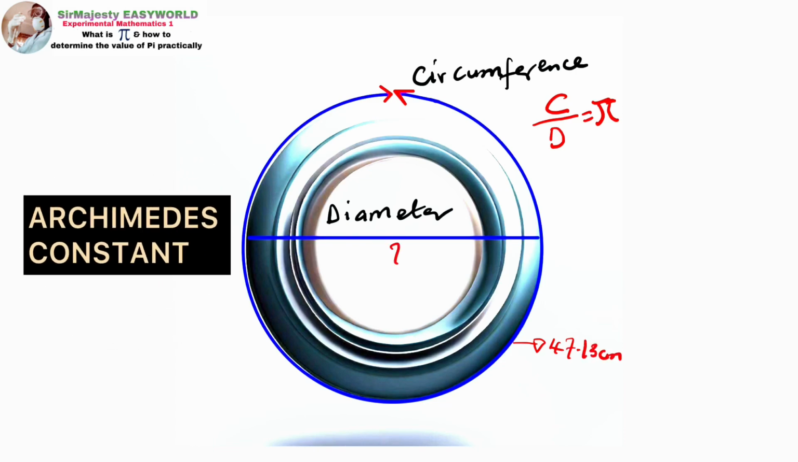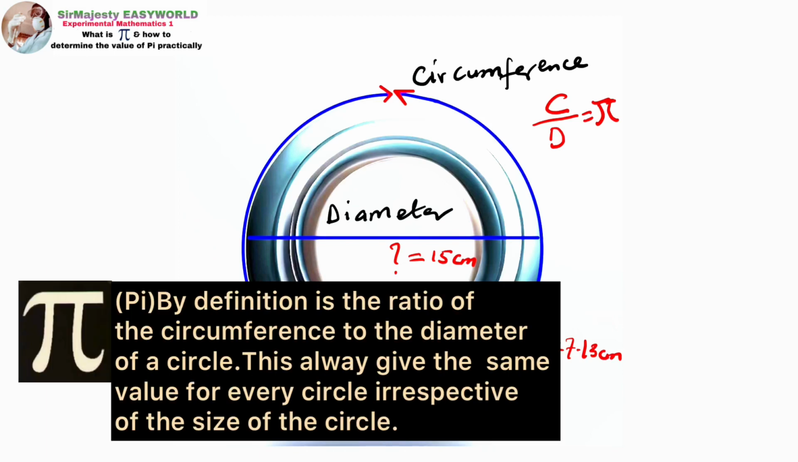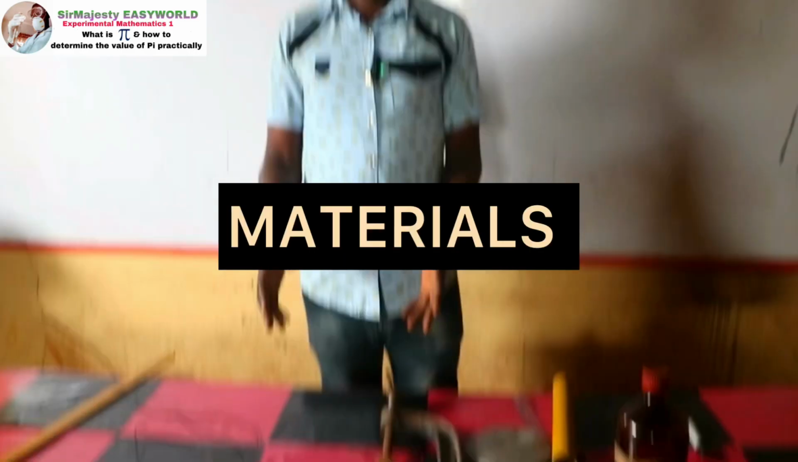Here, the circumference is 47.13. Automatically, the diameter has to be 15 cm. Such that to find pi, if you divide 47.13 by 15, you will get a number known as pi. So let us experimentally determine the value of pi.